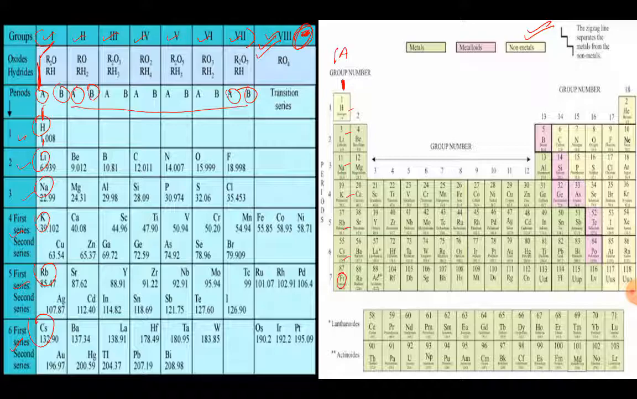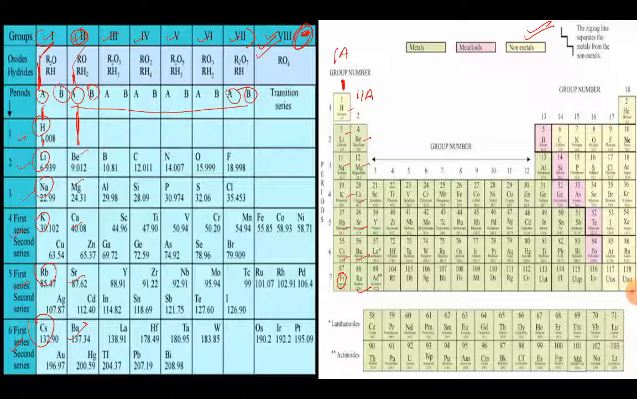Now focus on 2A of Mendeleev. What are the elements of 2A? Beryllium, magnesium, calcium, strontium and barium. So it means that the second group of the modern periodic table is actually the 2A group of Mendeleev, that is beryllium, magnesium, calcium, strontium, barium and radium.